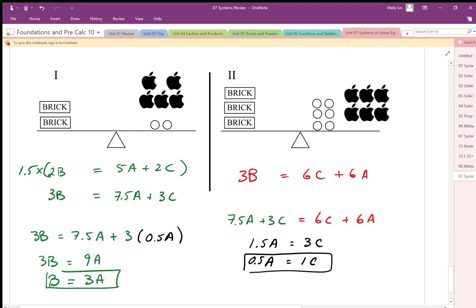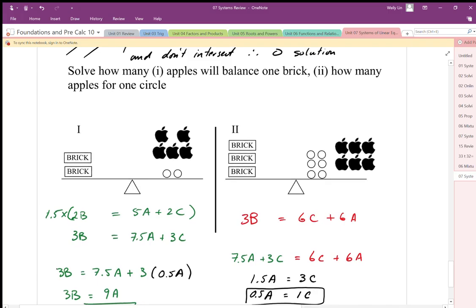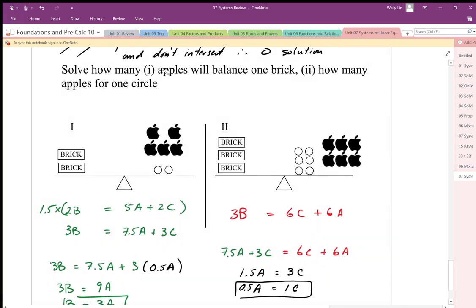So we can kind of play around with the bricks and stuff on this, but in essence what we're doing is we're solving in terms of the apples. So the apples are almost like they are our ones in our regular balances, and bricks and circles represent our x and y's, our unknowns, what we're actually solving for. So when it says solve how many apples will balance one brick, we're basically solving bricks in terms of apples. So apples isn't really a variable. And apples for one circle. So again, the apples in here are going to express the circles. We're not going to treat the apples as variables, but the circles as our unknowns that we're solving for, and the brick as our unknown that we're solving for.